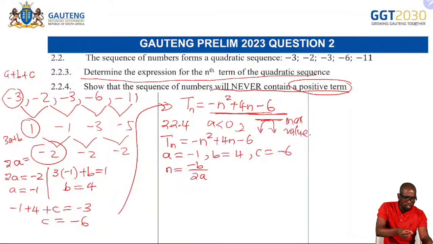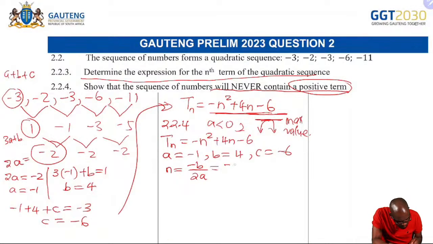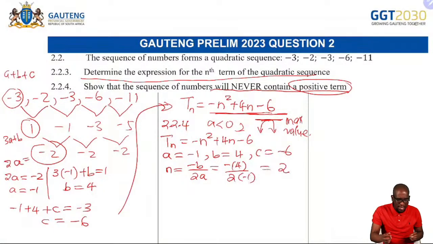Remember, you can also differentiate and set the derivative to be 0, because you are finding the maximum. So you can differentiate, set the derivative to be 0 and solve for n. Or you can use n equals minus b over 2a, because this is quadratic. So minus b, that would be minus 4 over 2 into negative 1. This gives you 2. So n is equal to 2.